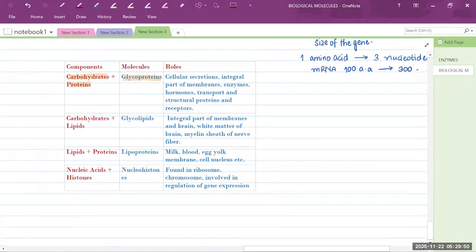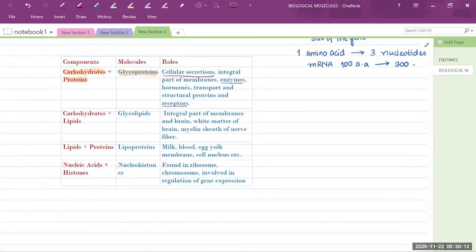And what are the roles in which glycoproteins are used? They are used in cellular secretions. This one is important. Cellular secretions. They are an integral part of membranes. They are used as enzymes. They are used as hormones, as transport and structural proteins, and also as receptors on the cell surface membrane.